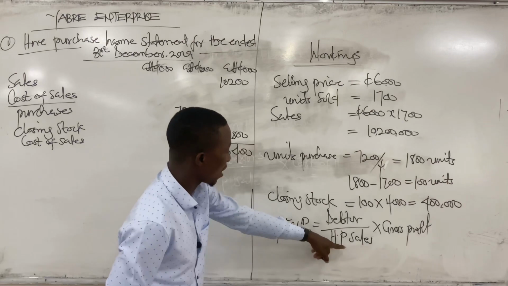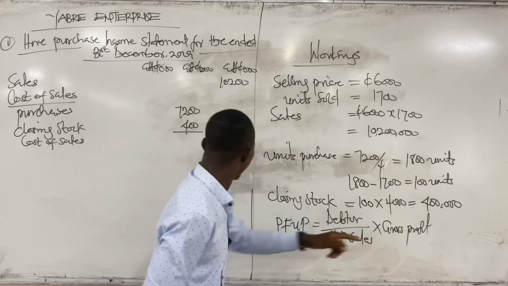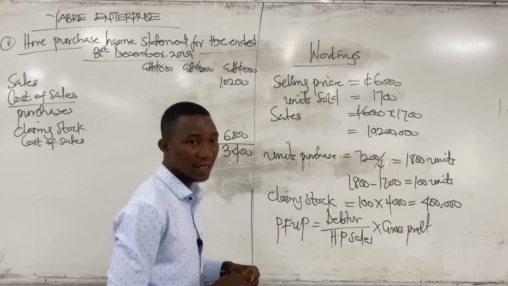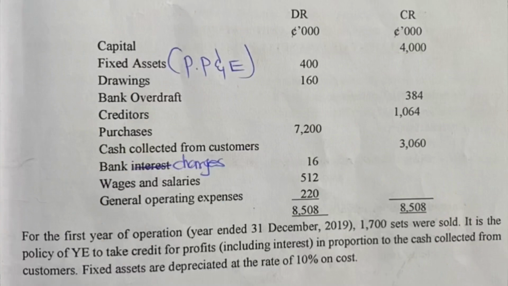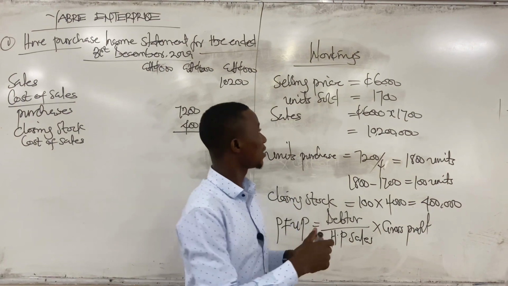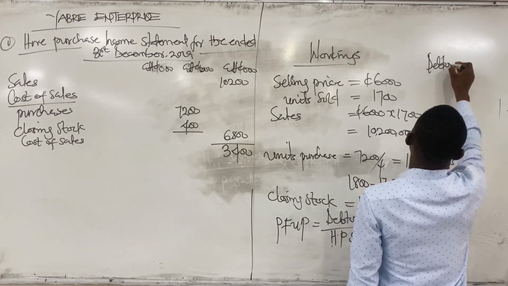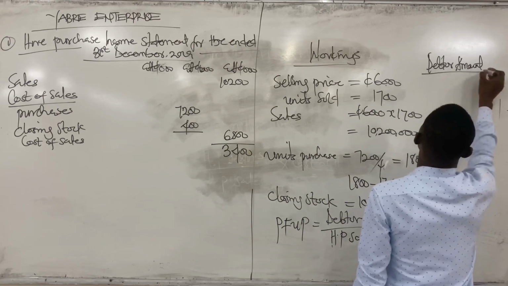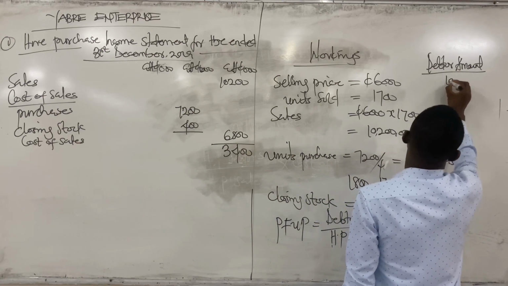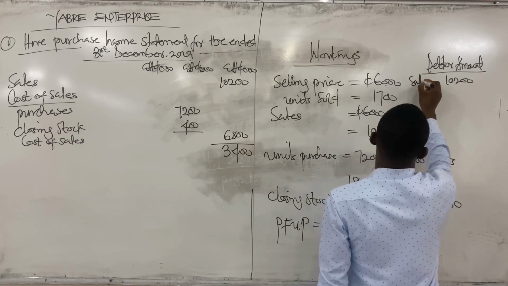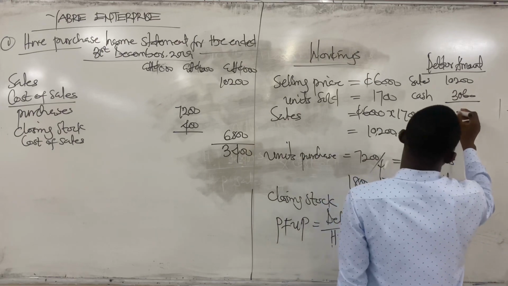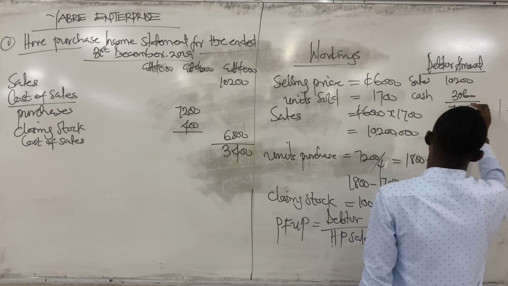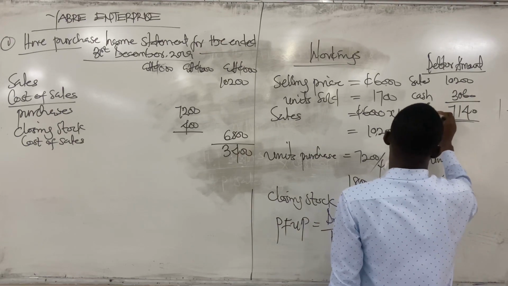Very good. Now we know the hire purchase sales to be 10,200. We know the gross profit to be 3,400. Now we have to determine the debtors balance. The debtors balance is not given straight from the question, but remember, we've been given cash collected from customers. That means that is the cash that has been received. So the debtors amount will be the total sales of 10,200, then we subtract the cash component, that is 3,060. So the remaining balance will be 7,140. So this will be the debtors amount.